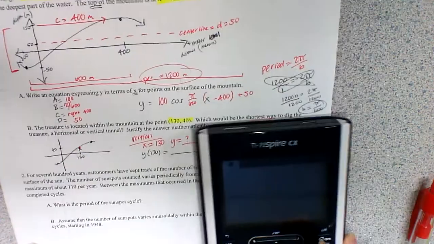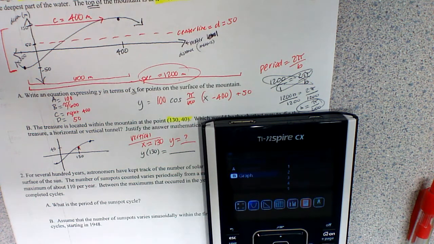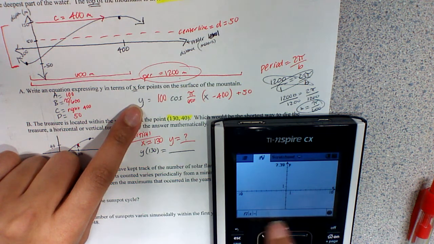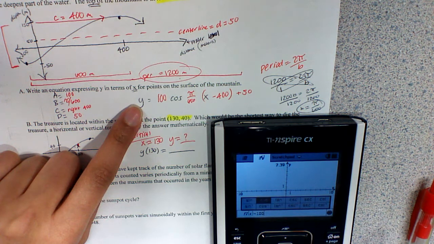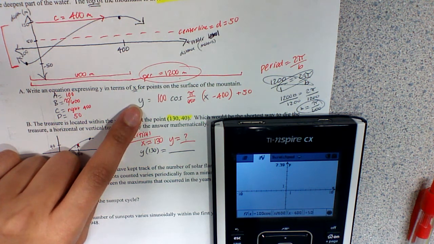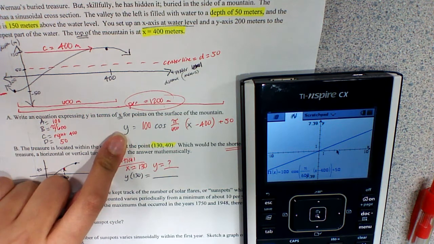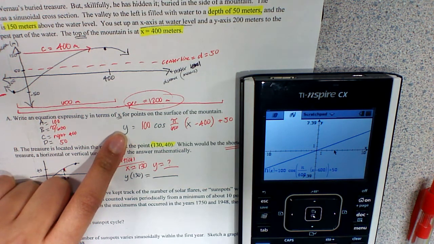So we're going to go into the calculator, and just like we did on the day 1 video, we're gonna type in the equation first. So I'm gonna go to graph, and right over here I'm gonna type in 100 cos of open parenthesis pi over 600 close parenthesis open parenthesis x minus 400 close parenthesis and plus 50 at the end. And if I hit enter, it should give me that graph. Okay, so now notice it is a straight line, and sometimes when you graph these, you have weird looking things that pop up into your screen. So of course we do have to change the window.